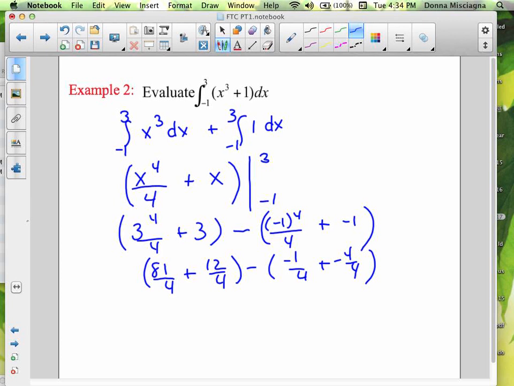All right, so that's going to become 93 fourths minus a negative 5 fourths. So those two negatives are going to become a plus. So that's going to be 98 fourths, which would reduce. Both of those are divisible by 2, so that's 49 halves. And that would be the area under the curve from negative 1 to 3. And it's the area under x cubed. All right, so there we integrated and evaluated. And it'd be the same value we would get if we took the limit of the Riemann sums.